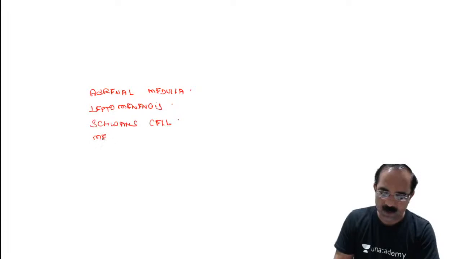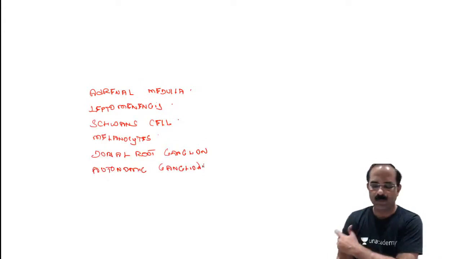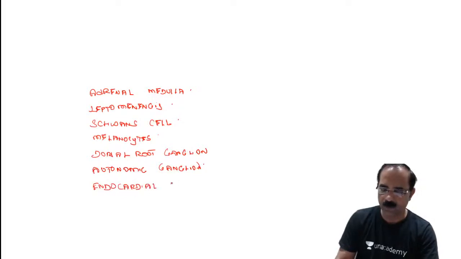Then melanocytes. Dorsal root ganglion. Autonomic ganglion. Dorsal root ganglion, autonomic ganglion. Then endocardial cushions of the heart.